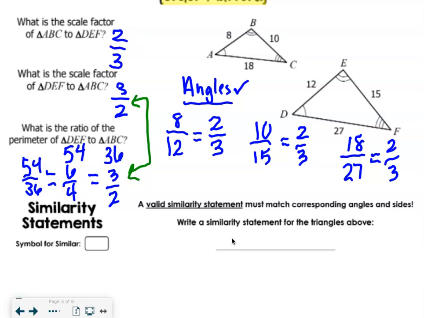Then we have a similarity statement, like a congruent statement. When we had congruent triangles, it was an equal sign with a little squiggle on top. A similarity statement is just the little squiggle. So that's your symbol for similar.